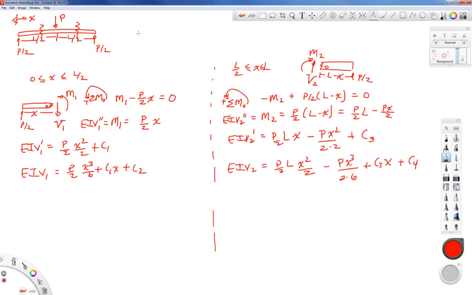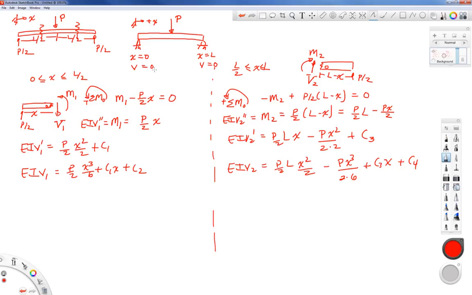Now we need to figure out what our constants of integration are, and we need a boundary condition for each constant of integration. If we go back and look at the original picture of our beam, here was the coordinate system, plus x was to the right. We have a simple support situation, so at x equal to 0, we do not have any deflection. And at x equal to L, we do not have any deflection.